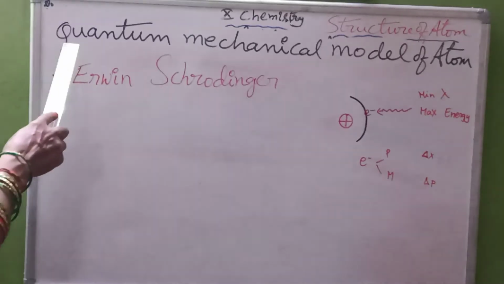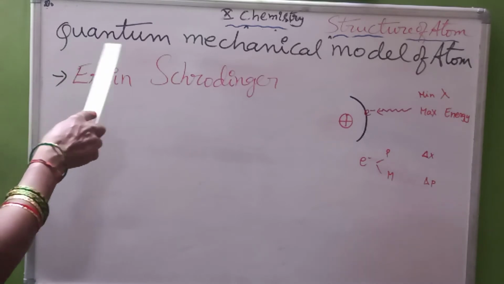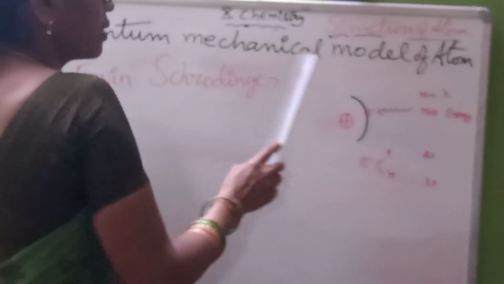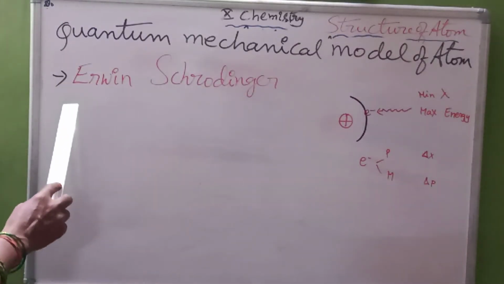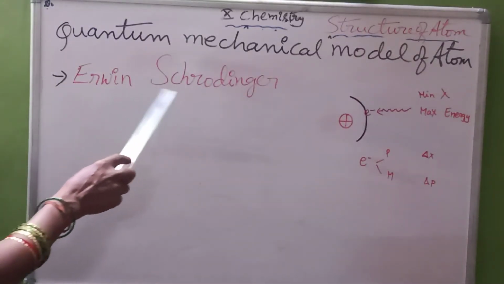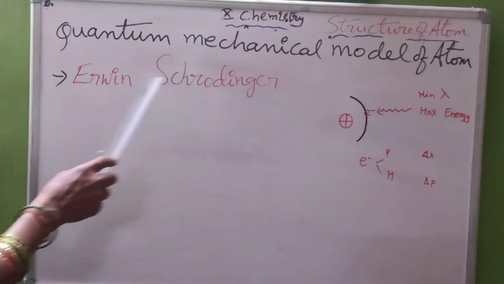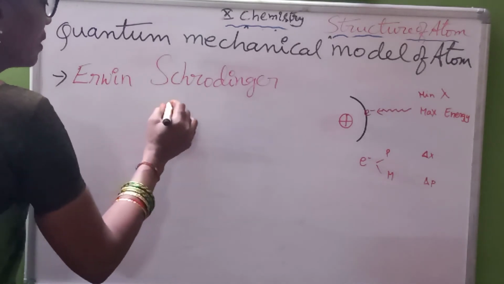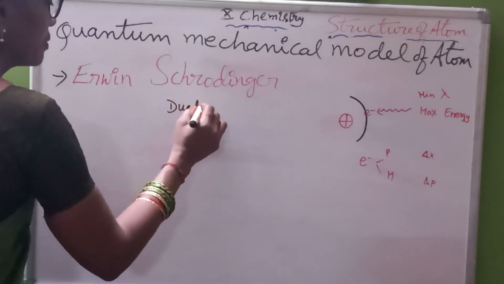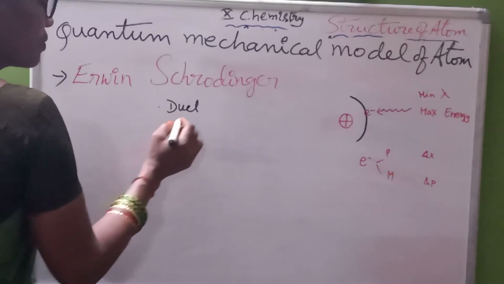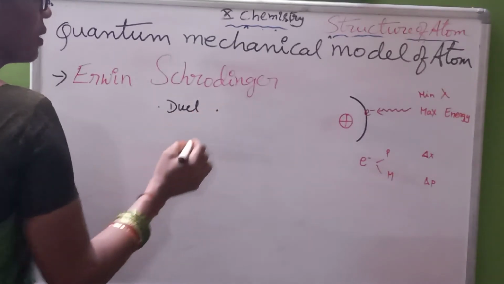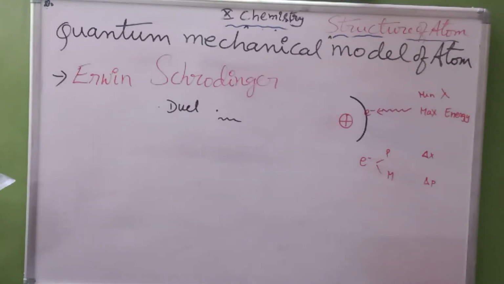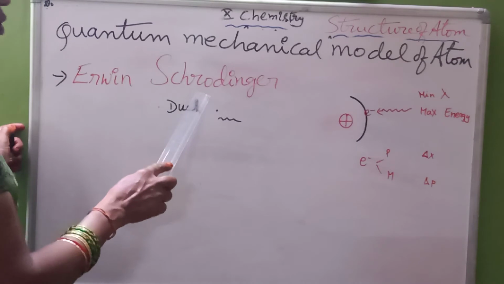Now let us discuss the quantum mechanical model of the atom. This was explained very clearly by Erwin Schrödinger, and he spoke about the electron having a dual nature. Dual nature means the electron has a particle nature as well as a wave nature. This was explained by Schrödinger.